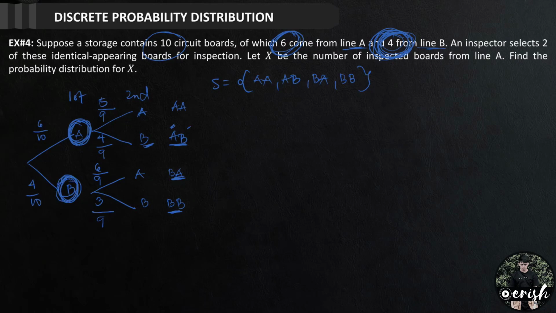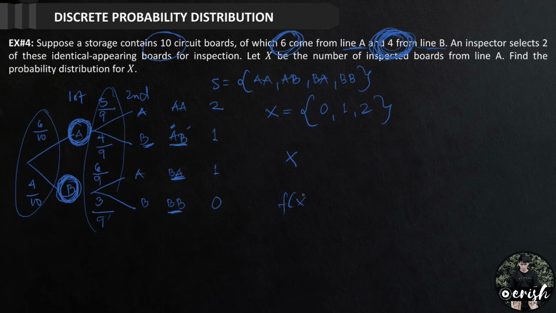Next, the values of the random variable. X represents the number of inspected boards coming from line A. In the first sample point, the number of A is 2. In the second sample point it is 1. In the third sample point, just one also. In the last sample point it is 0. Our values of the random variable are 0, 1, and 2. These probabilities are what we will place in our probability distribution.